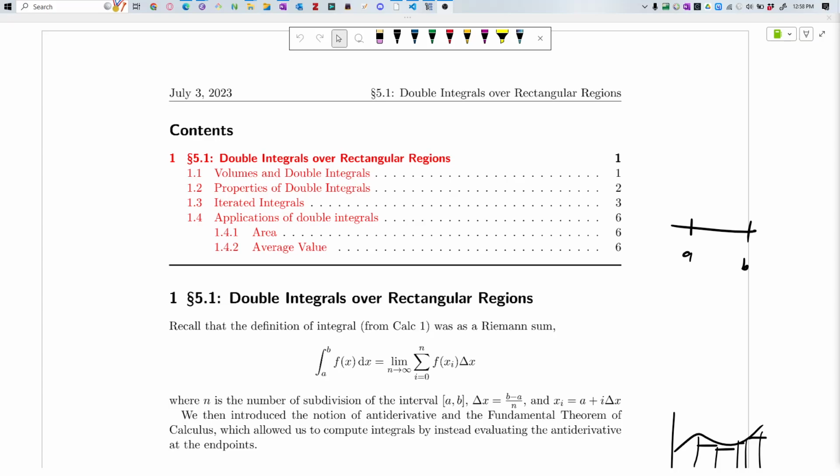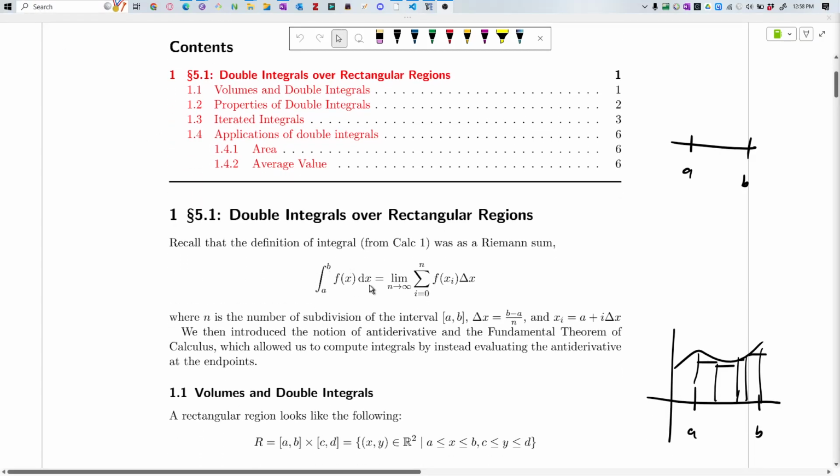First of all, let's recall that the way the integral was defined back in Calc 1 was as a limit of Riemann sums, right? You approximated the area below a curve by the areas of rectangles, where you take the interval that you would integrate over and subdivide it into n different pieces, and then each rectangle would have a width, delta x, which you could compute.